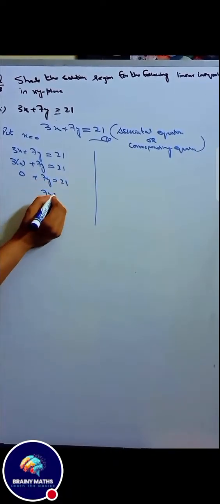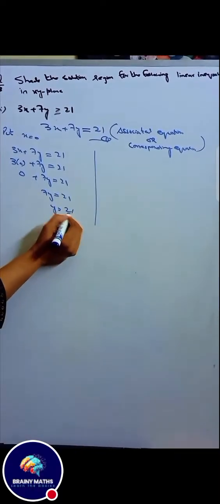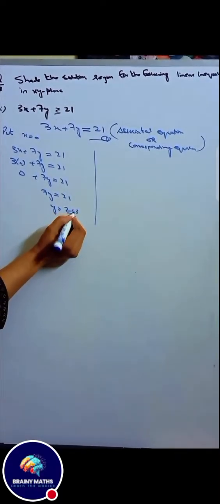If x equals 0, then 0 plus 7y equals 21, so 7y equals 21. y equals 21 divided by 7. 7 threes are 21, so y equals 3. So the ordered pair we get for x equal to 0 is (0, 3). I hope it's clear.